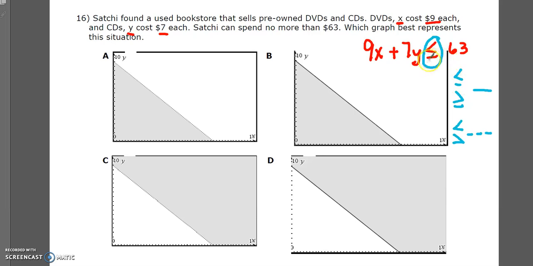So because it has the equal to, we need a solid line. A little hard to see, but A has a dashed line, so that's not it. C has a dashed line, that's not it. So it's either B or D. And then because it's a less than sign, that means we're going to shade below. So which one of these lines have I shaded below? So obviously it's going to be B, my answer.